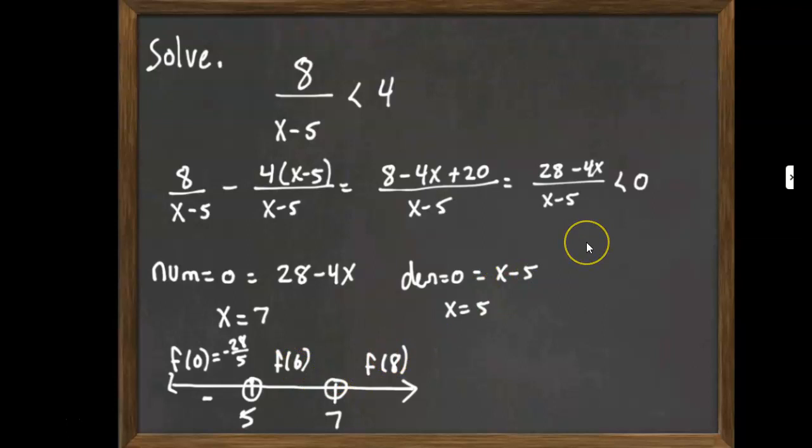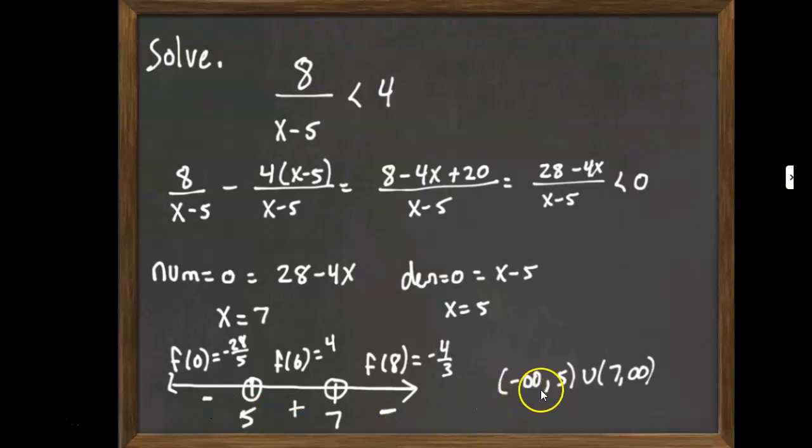We plug in 6. Turns out you actually get 4, just a positive 4 when you work all that out. And so that's positive in that region. And then we plug in 8. When we do, we'll get negative 1.3 repeating, or negative 4/3. And so it's negative in that region as well. Then we go back to the inequality and say we want less than. So in other words, we want all the regions where it's negative. And so we would write that out as the interval from negative infinity to 5, union the interval from 7 to infinity.